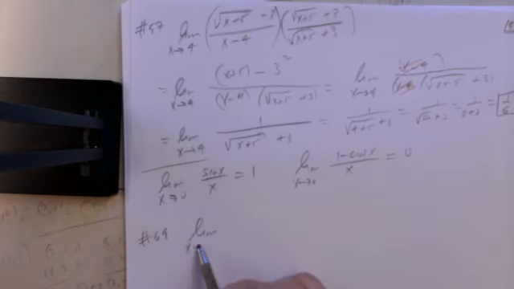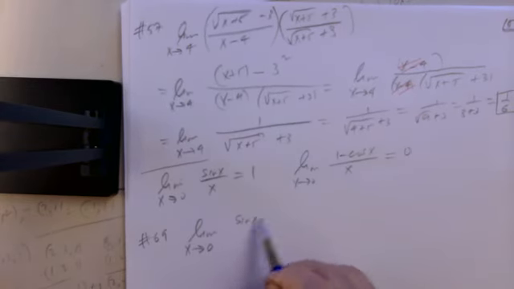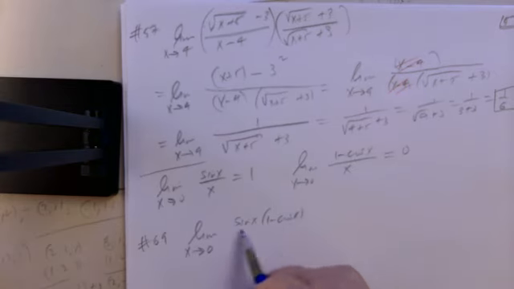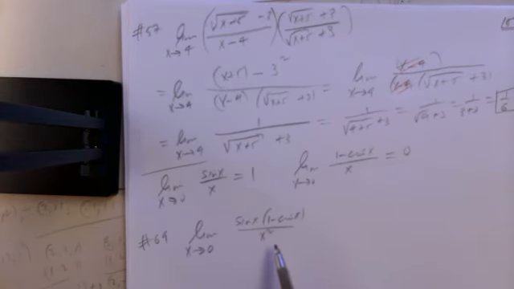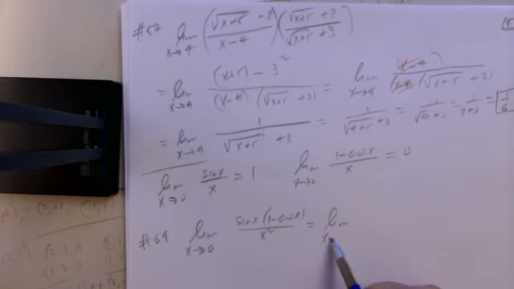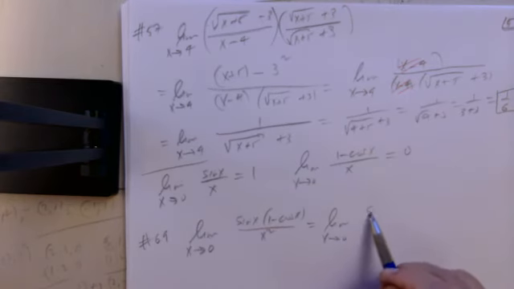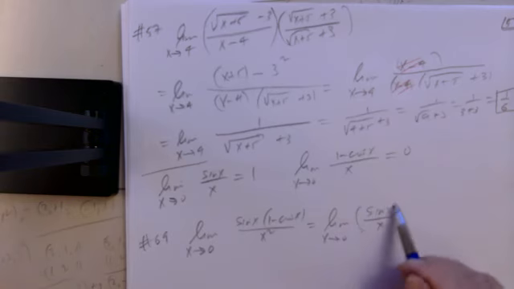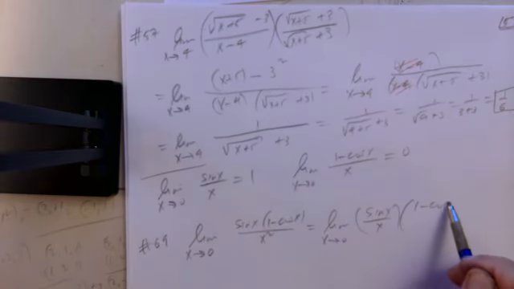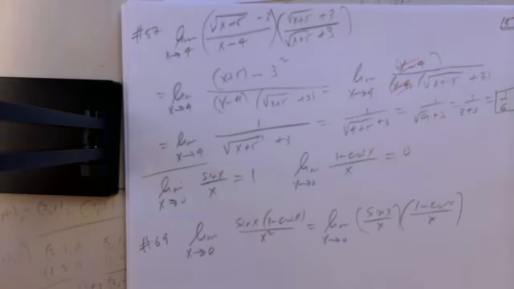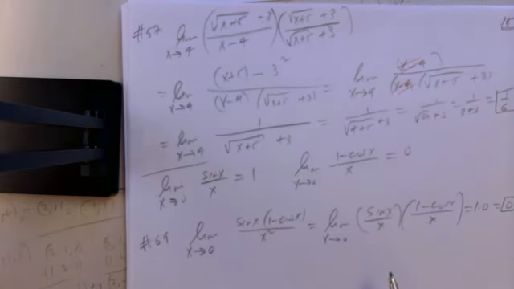the limit as x goes to 0 of sine x times (1 minus cosine x) over x squared. Since x squared is x times x, I can think of this as the limit of sine x over x times (1 minus cosine x) over x. And the limit of the product is the product of the limits. This limit is 1, this limit is 0. So we get 1 times 0, or 0.